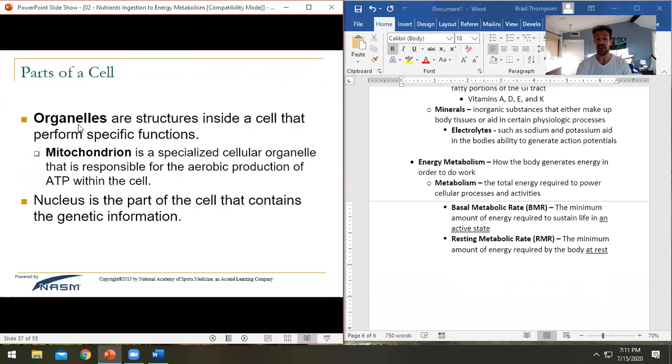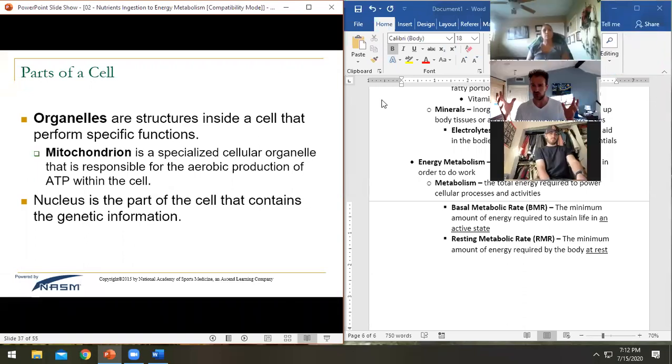Now, your organelles, those are all the little things that do work inside of your cell. Your cell is like a miniature version of you. It's got its own digestion ability. It's got its own energy producer. It's got its own little functional brain that does stuff. It's just like you, right?